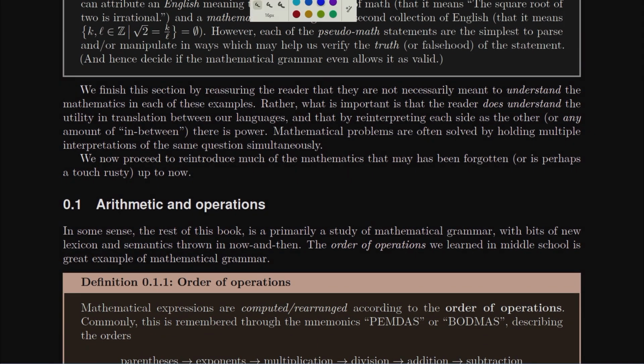And so that's all I have in this finishing statement. I say we reassure the reader they're not necessarily meant to understand the mathematics in each of these examples. Rather, what is important is that the reader does understand the utility in translation between our languages. So think about mathematics as a language. Understand that it can be translated back and forth between English, but the sweet spot is kind of this balanced area where you're able to apply the grammatical rules of math, which are regular rules of math, and at the same time allow yourself a semantics, an understanding of what it's actually saying. So wherever that sweet spot is, try to find it. And once you do, I think it'll make a lot of other mathematical problems easier for you.